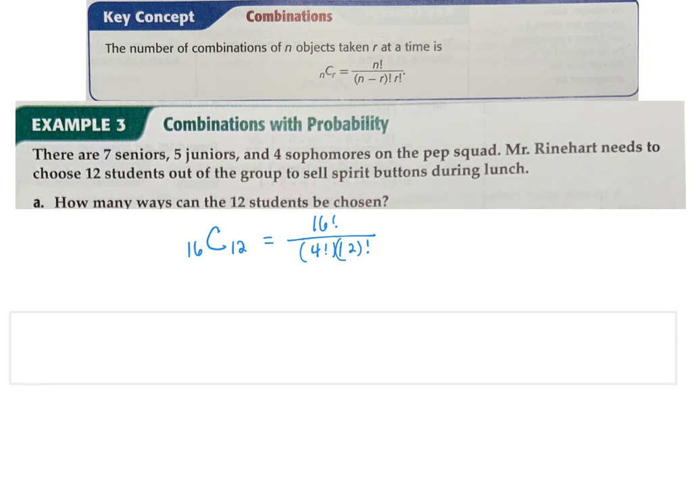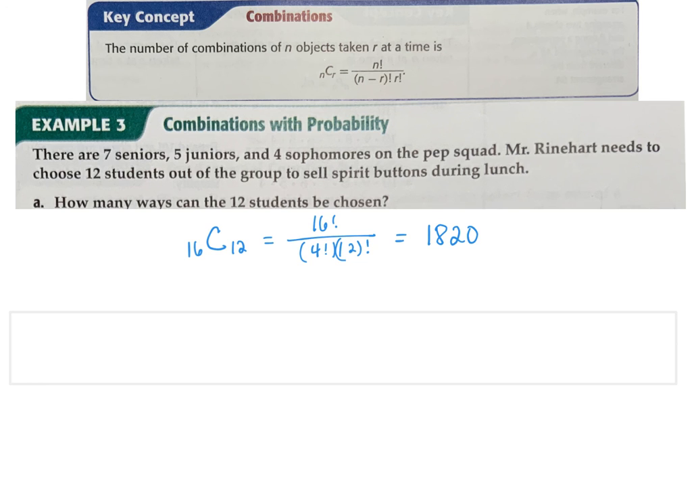All right, and when you do it in your calculator, it's actually not an approximation. I did 16 minus 12, that's 4, and then I did my R again, which is 12 factorial. And that's 1,820 ways. If you did a permutation, it would be bigger. You would have more ways than that. So there are 1,820 ways 12 students can be chosen from this particular group.